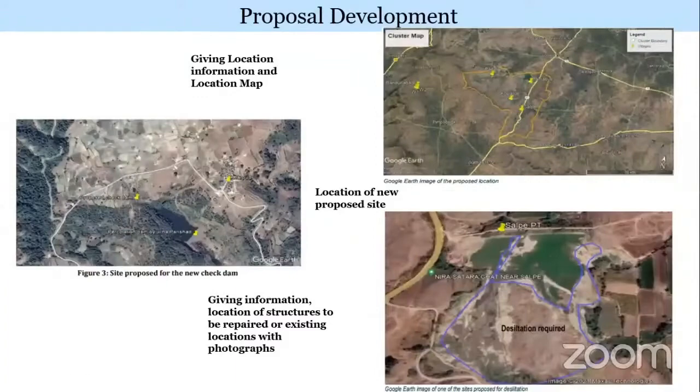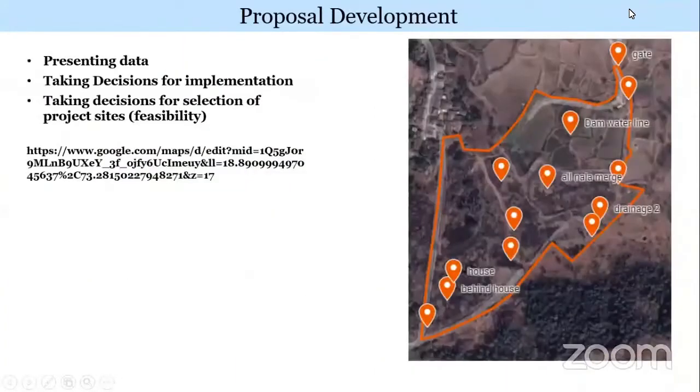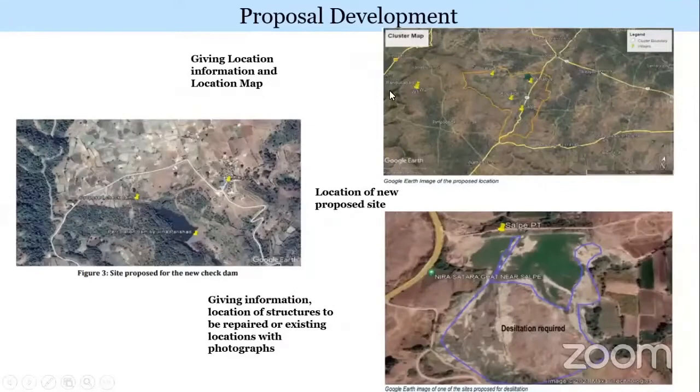For proposal development, you can see that we give information and location maps. We use Google Earth Pro for getting this information. As you can see in the figure over here, we can add place marks for the villages and we can delineate boundaries using Google Earth so that we can get the delineated map. Very particular information about the location can be specified by using Google Earth.